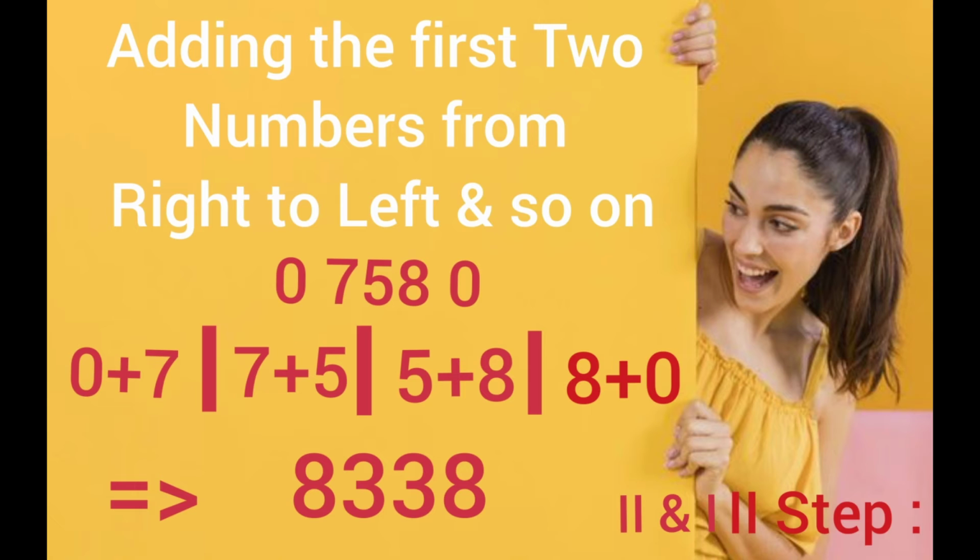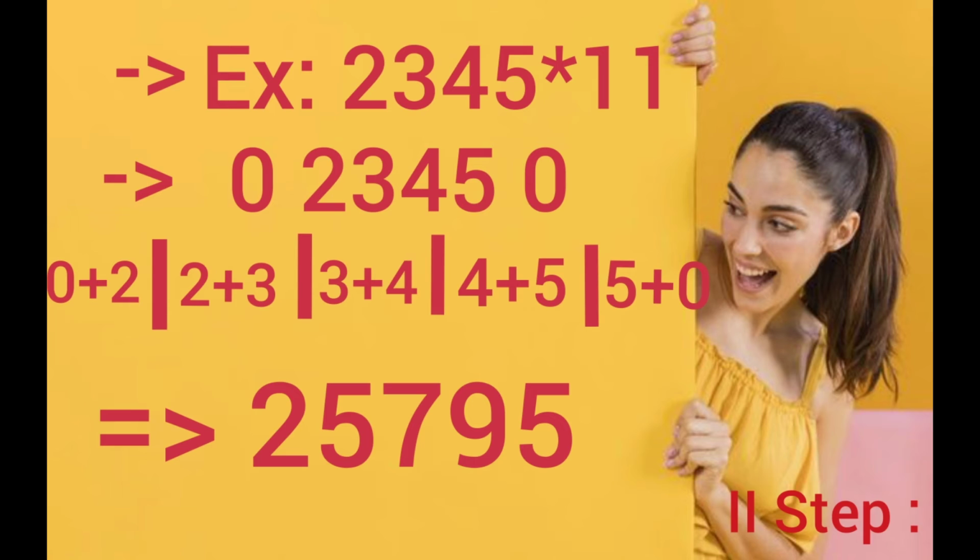Summing 0 plus 8 is 8, and 8 plus 5 is 13, we get remainder 1. Again 5 plus 7 is 12, and plus 1 becomes 13. Again remainder 1. 7 plus 0 is 7, plus 1 is 8. So the final answer is 8338. This is a very fantastic way; within a fraction of 20 to 30 seconds we can find the answer. Next, let me start with another example.